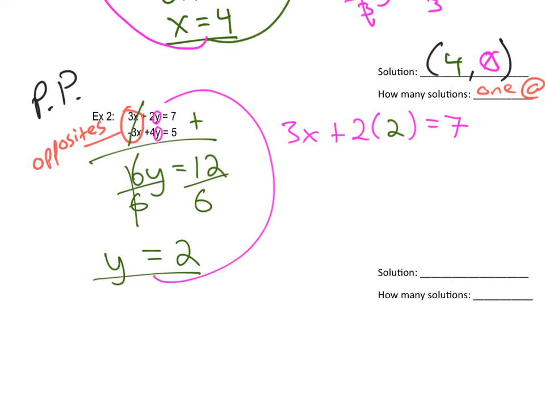Now we're going to solve for x. We'll have 3x plus 4 equals 7. Subtract 4 to get 3x equals 3. Divide by 3 to get 1. So there's our x value.